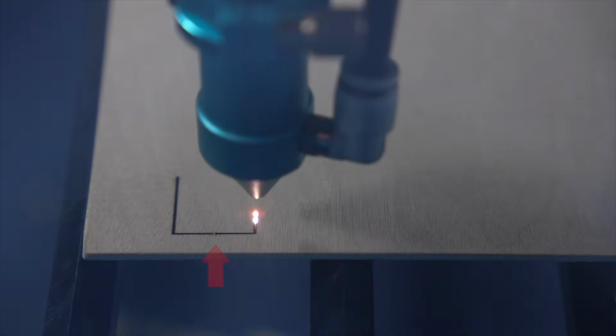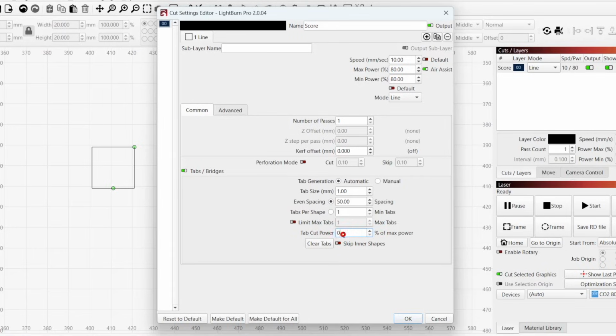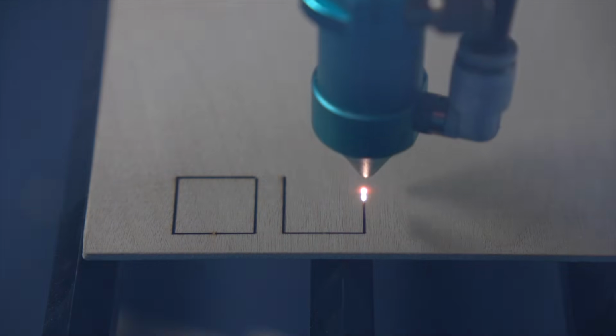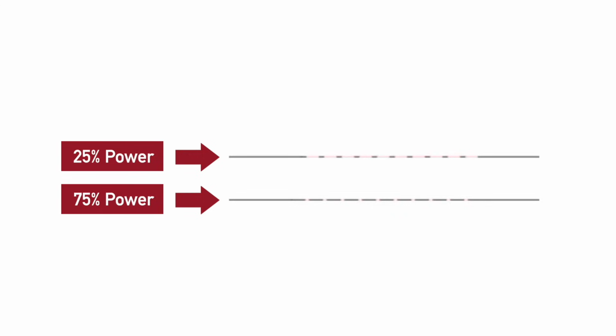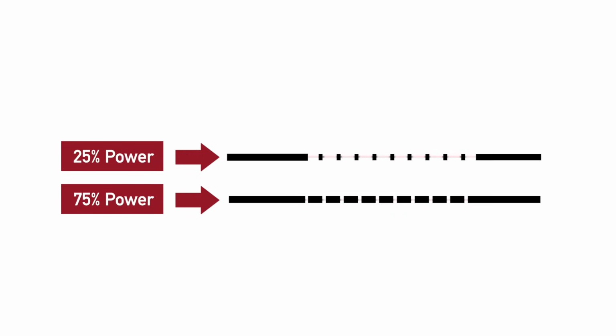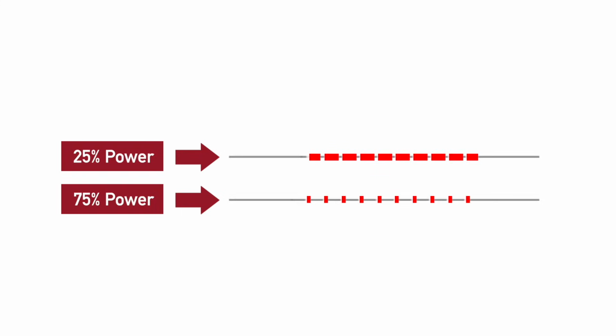For tab cut power, the default of 0 means the laser skips over the tab segments completely. Setting a percentage here will cause the laser to pulse during tabs, rather than shutting off entirely, resulting in tabs that are more weakly connected to the base material. In this example, the top tab is set to 25% and the bottom tab is set to 75%. The black lines represent areas along the path where the laser is on, and the red lines represent areas where the laser is off.